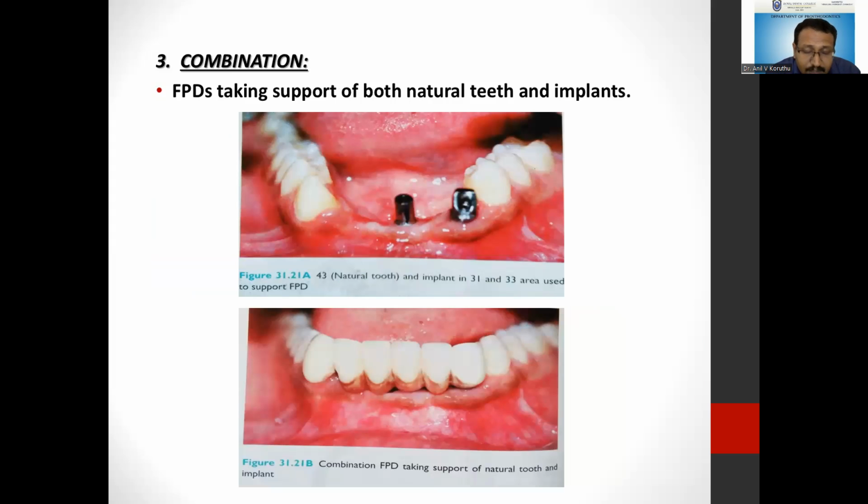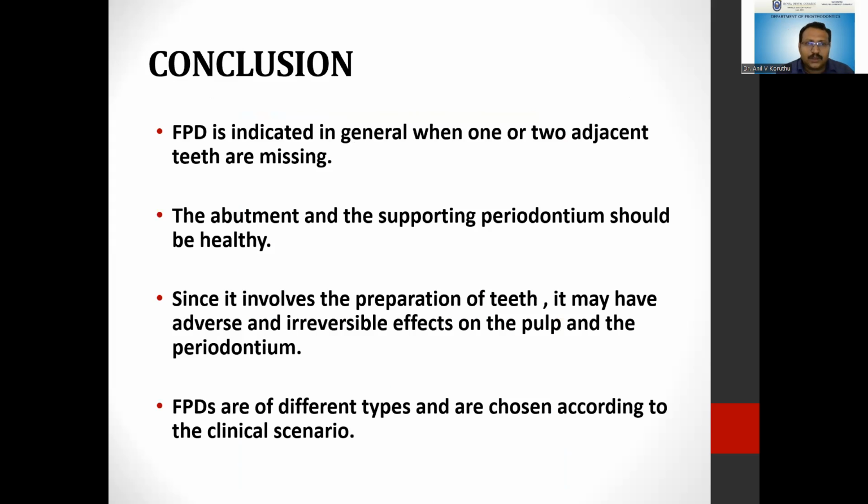Then the other method is to take support from the tooth as well as from the implant. It is known as a combination type. So here the natural tooth and the implant are both used, but the main thing to be taken care of is the gum space, or the gingival space also.